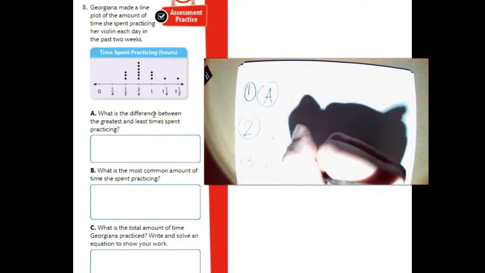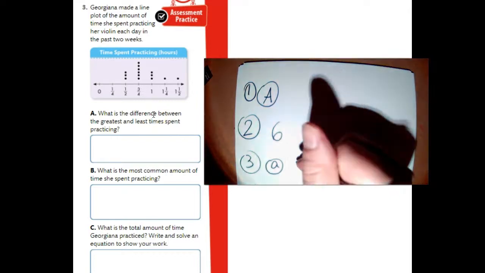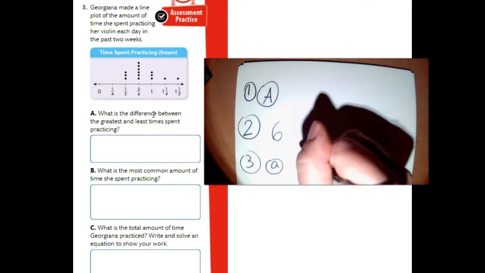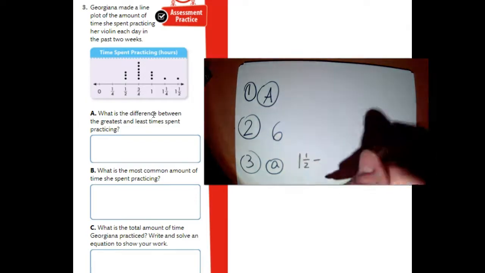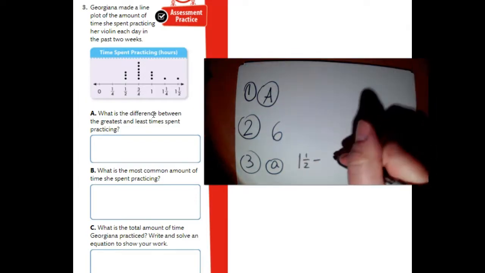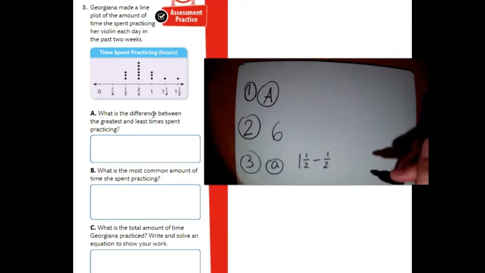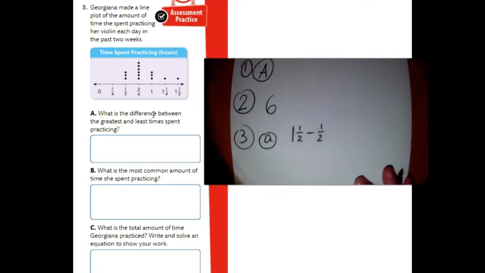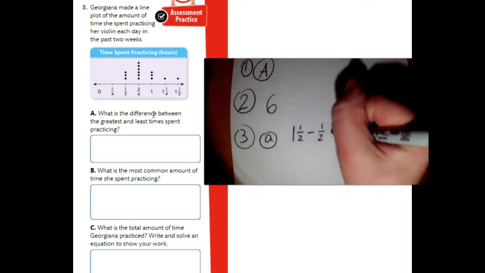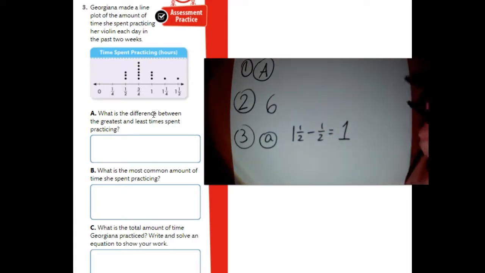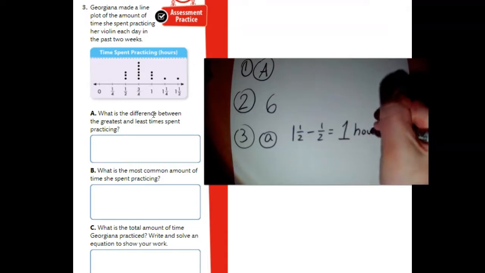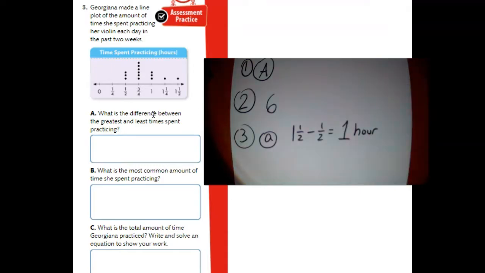So for letter A, I'm going to take the greatest amount of time, which again was 1 1/2 hours, and I'm going to subtract from it the least amount of time, which is 1/2 hour. Now there's not a lot of work that I need to do here. It's just 1.5 minus 1/2. That equals 1. So 1 hour is the difference for letter A.